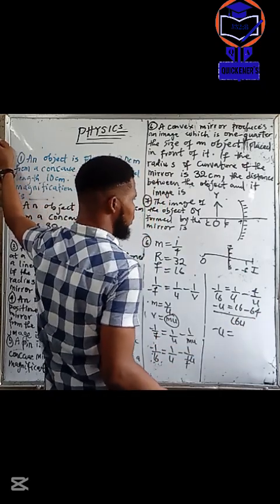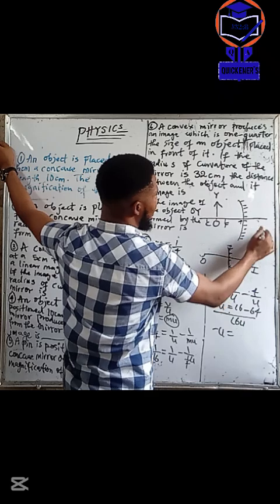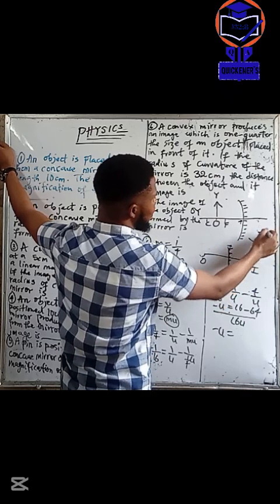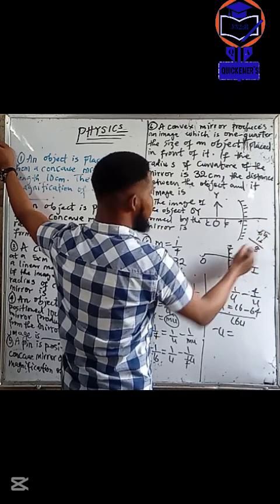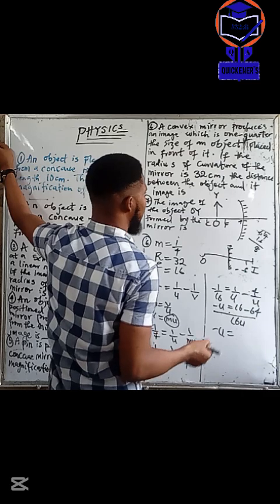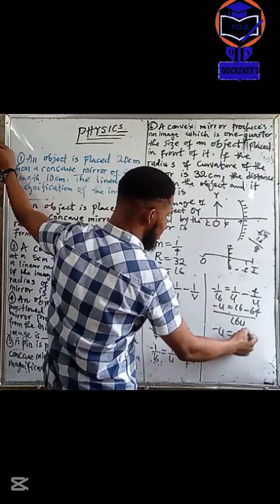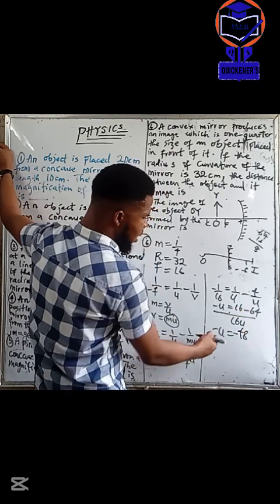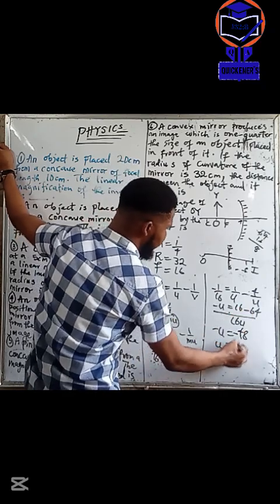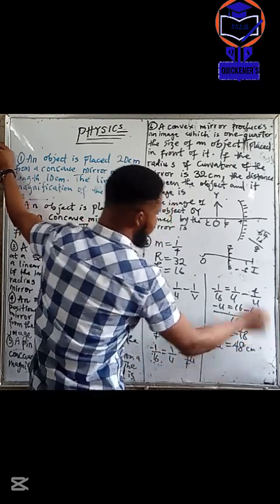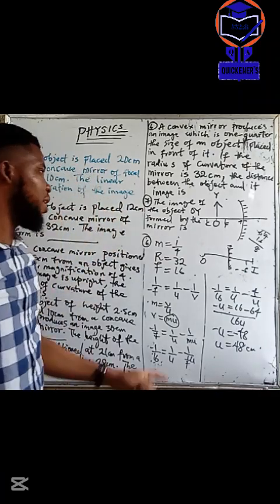What would that give you? That would give you 16 minus 64, that's minus 48. So minus u equals minus 48. So u is what? 48. Can you see that? 48 centimeters. So we got our u as 48 centimeters.